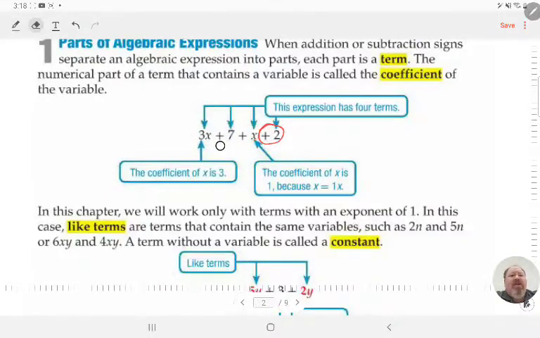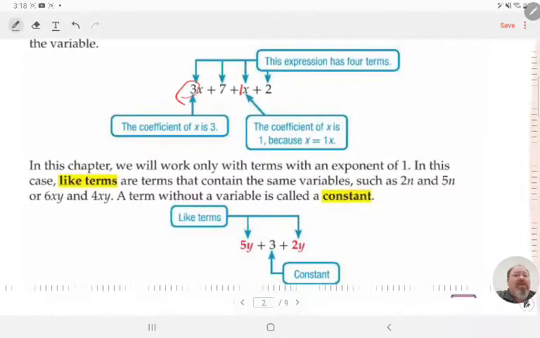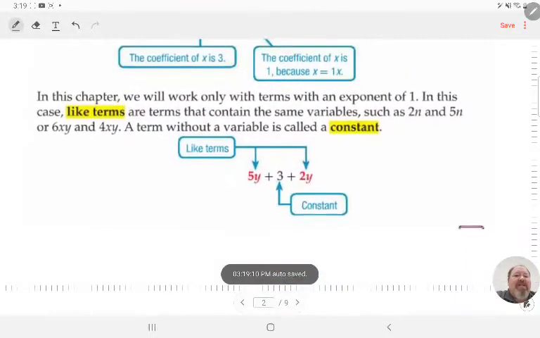Okay? And then the coefficients are the number in front of the variable. So in 3x, 3 would be the coefficient. For x, remember there's an invisible 1 in front, so 1 is the coefficient. Okay? And in this chapter, we're only going to work with terms with the exponent of 1. So in this case, like terms are terms that contain the same variables, such as 2n and 5n, or 6xy and 4xy. A term without a variable is called a constant.